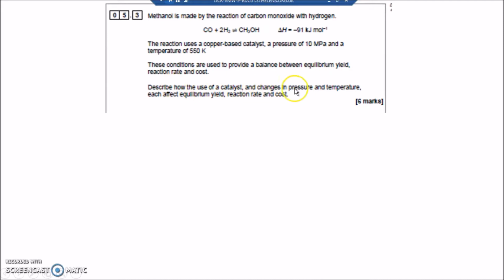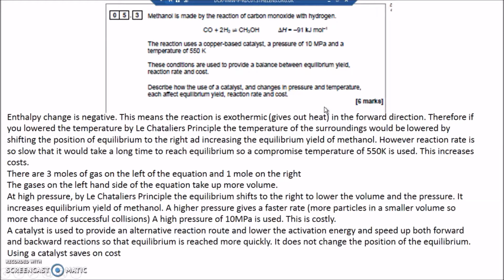Describe how use of a catalyst and change in pressure and temperature each affect the equilibrium yield, reaction rate and cost, for 6 marks. So you've got to break it down. So how are you going to break it down? You're going to mention that that's negative. That means that going in the forward direction, i.e. the carbon monoxide and hydrogen making the methanol, it's exothermic and gives out heat in this forward direction.